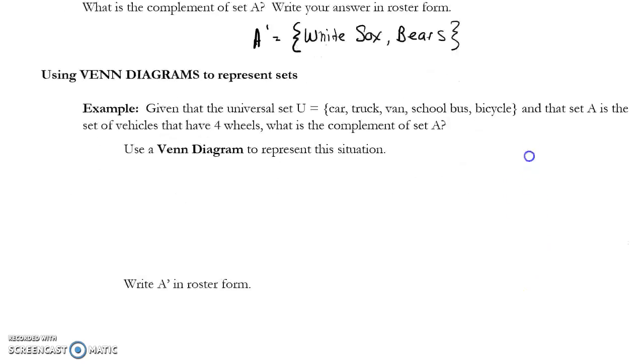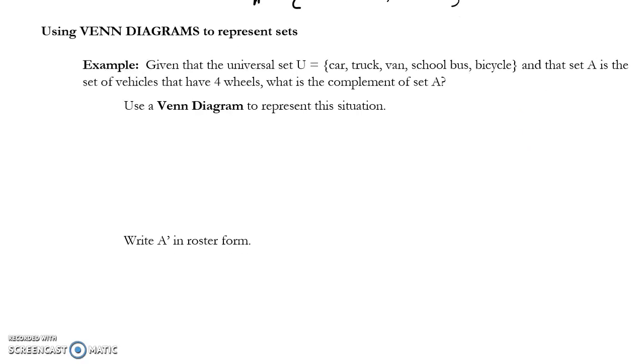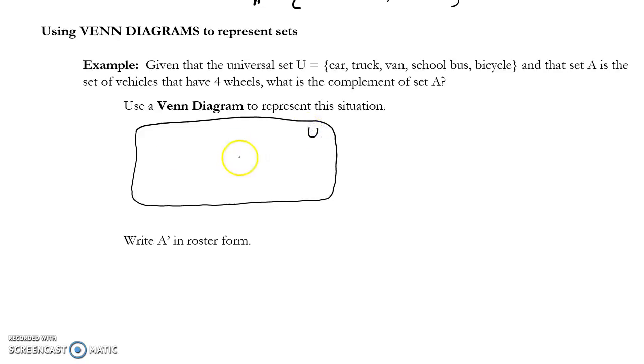Now, last, let's talk about set form and Venn diagram form. So universal sets and complements of sets in Venn diagram form. Universal set is car, truck, van, school bus, and bicycle. So that would all go in my universal set. Now I'm not going to write them all in here, but that's my universal set U. I'm not going to write them in here yet because I want to differentiate between set A and the complement of set A. Set A is the set of vehicles that have 4 wheels.